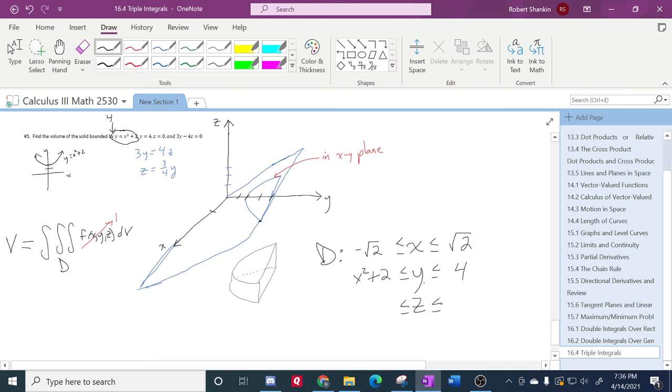But shouldn't we be saying that the lower bound is 2 and the upper bound is x squared plus 2, because we've got the x part of the triple integral sort of parameterized by the bounds? I couldn't follow you. Start over. Shouldn't we say that the bounds for y is from 2 to x squared plus 2? From 2 to x squared plus 2? Yes.